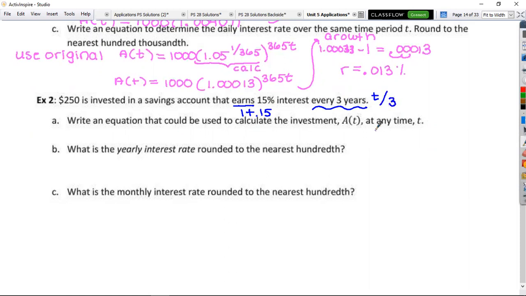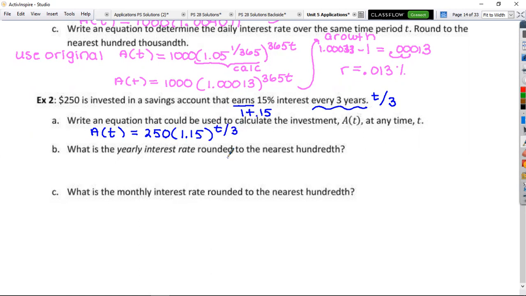Yep, just like that. Okay. So write an equation to calculate this. So I'm going to go A of t equals $250. And I'm going to go 1.15. But this occurs not every year. T divided by 3.